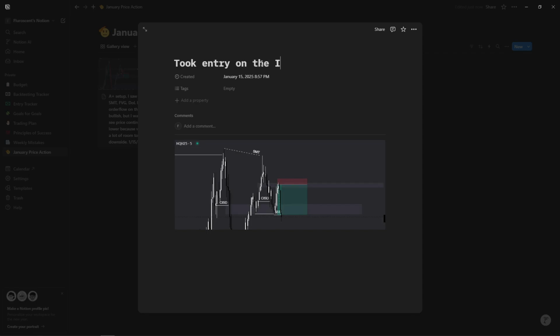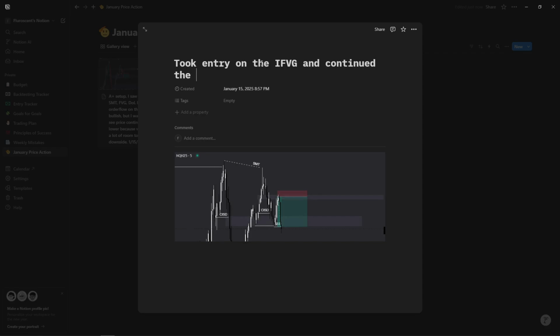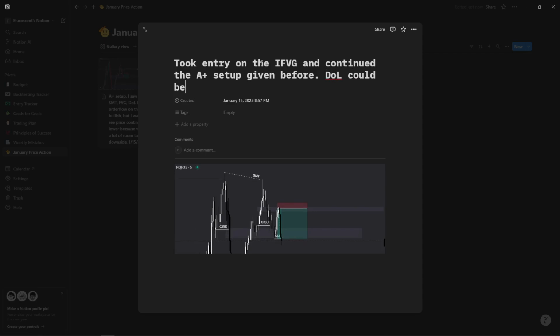Entry on the inverse fair value gap, and continued the A plus setup given before. Now I want to put price action. Take entry on the inverse fair value gap. Continue the A plus setup given before. Draw. Well, realistically, the draw on liquidity could be even lower than take profit.